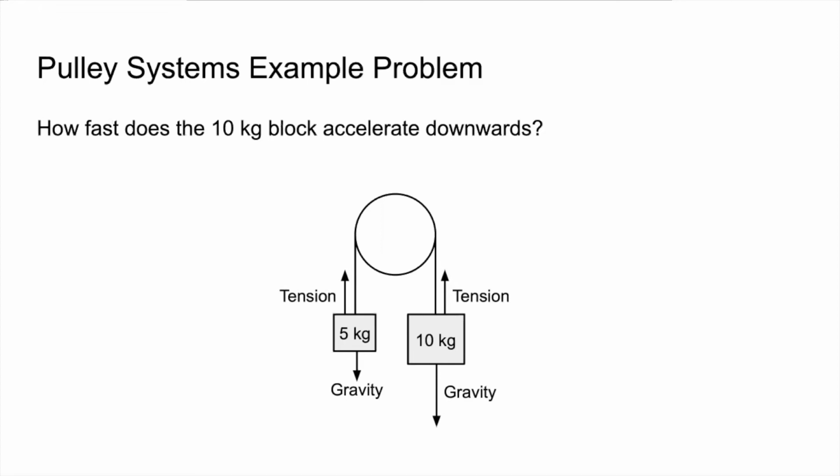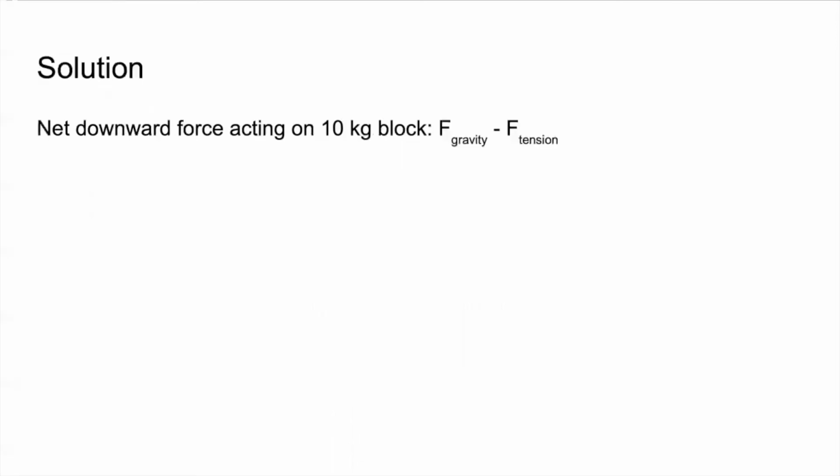So here's an example problem. How fast does the 10-kilogram block accelerate downwards? To solve this, you would use Newton's second law, F equals ma. So first, you need to determine the net downward force acting on the 10-kilogram block. It's downwards because the block is accelerating downwards. So the net force is the force of gravity minus the force of tension. And the force of gravity is 9.8 times 10. And then the net force is just equal to the mass, which is 10, times the acceleration.